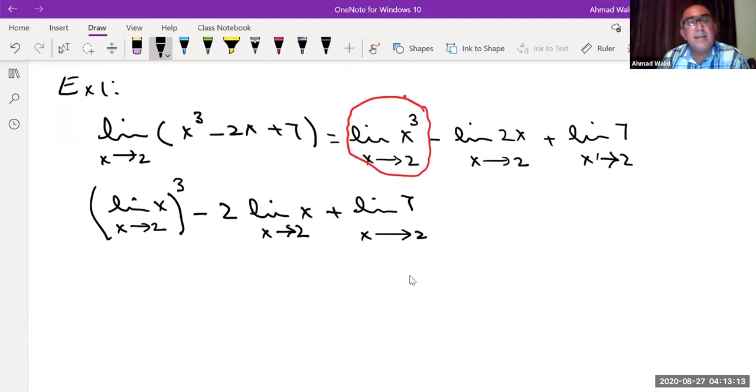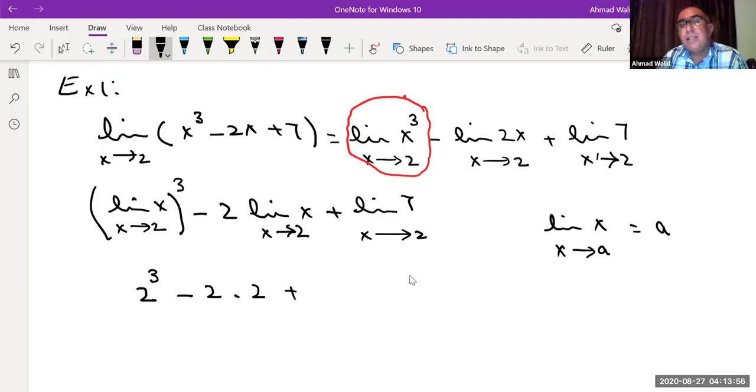Now let's simplify. Limit of x as x approaches 2. We had a rule for it. Limit of x as x approaches a always gives me a. It means the limit of x as x approaches 2 gives you 2. And you don't need to write the limit symbol anymore because you plugged in your number. And you have the power of 3, it means 2 cubed. Minus 2 times the limit of x as x approaches 2. Again, same rule. I'll plug in 2, it means 2 times 2.